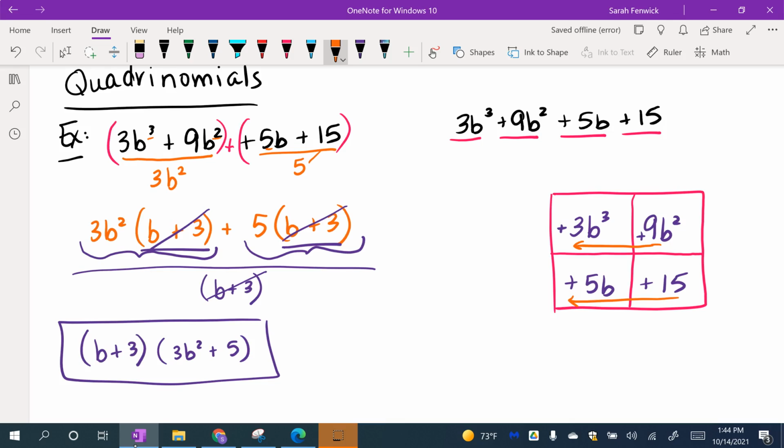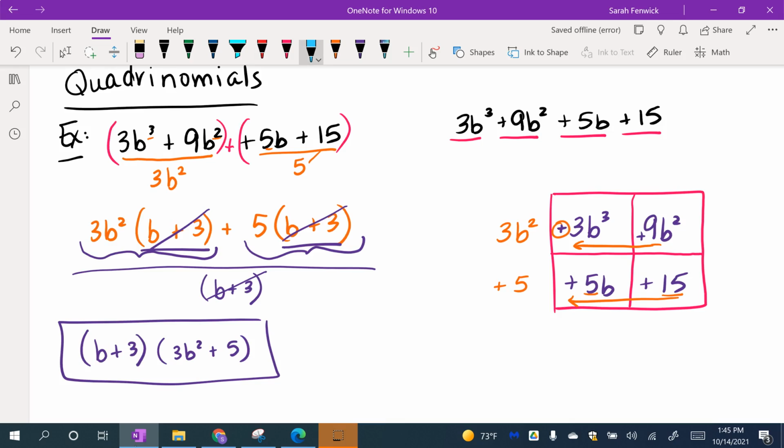So positive 3 and 9 have a positive 3. You always take the sign of the box closest to you. And then b to the third and b squared have a b squared. That seems familiar. I just did that, right? Here, 5 and 15 have a positive 5. B to the 1, but there's no b here, so I can't use it. 3b squared plus 5 is what I have down the left side.